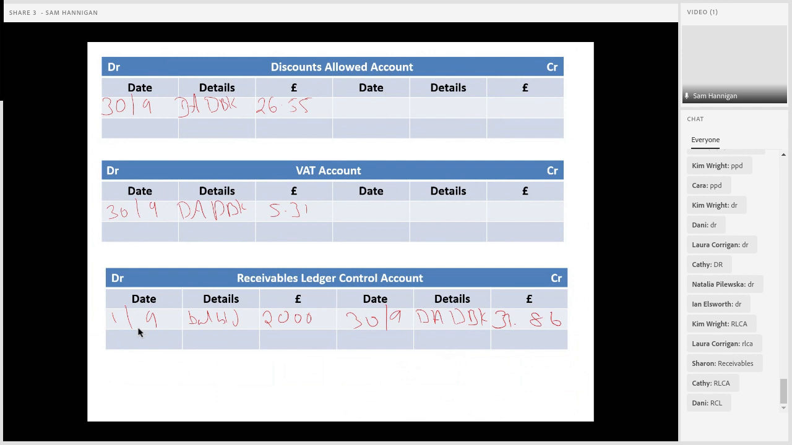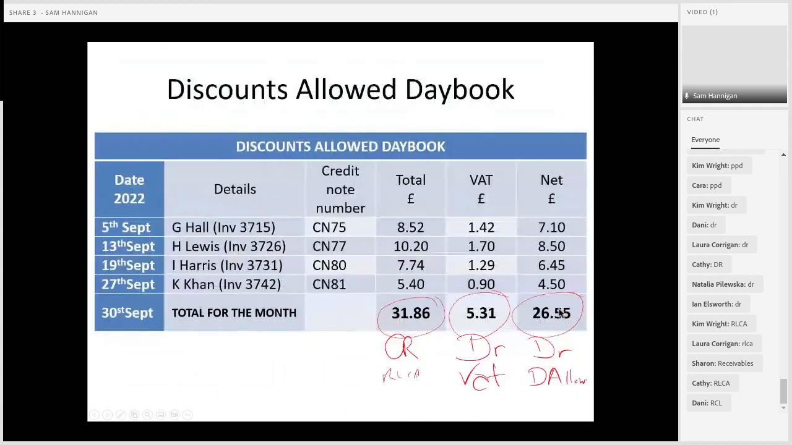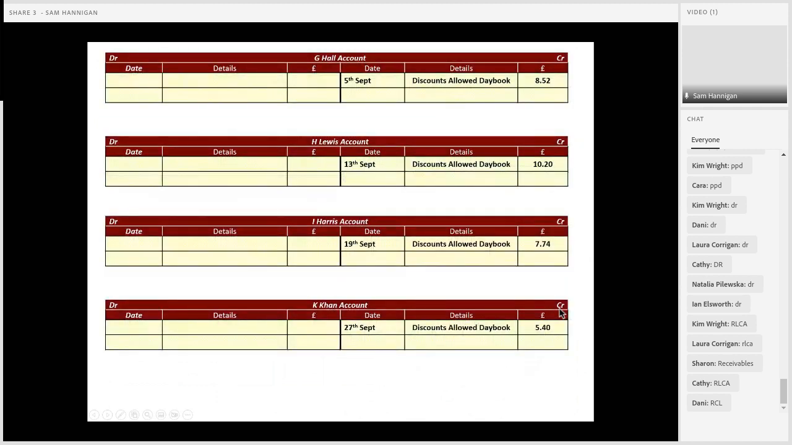So if you've entered the total onto the receivables ledger control account credit side, when it comes to entering it into their account, it goes on the credit side of the account. Everybody okay with that? Fantastic. Okie dokie, that's brilliant.